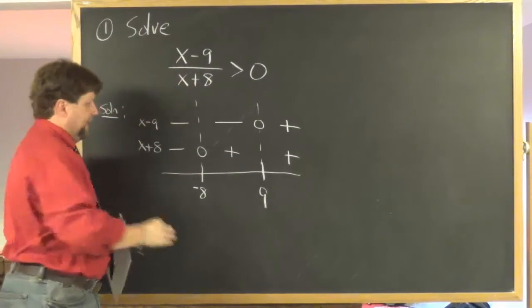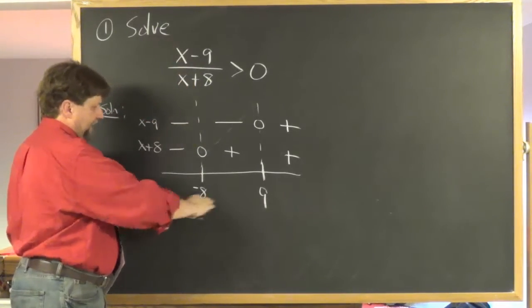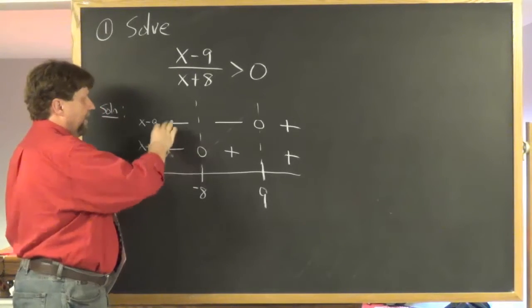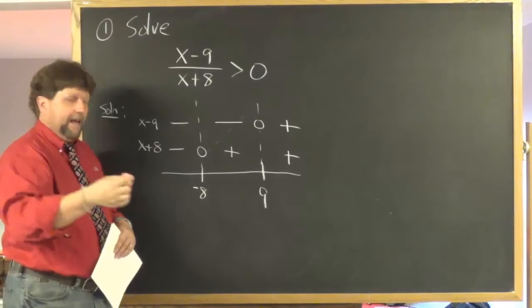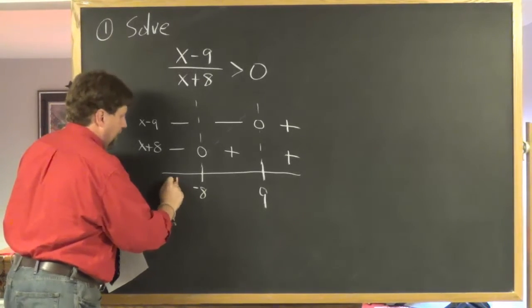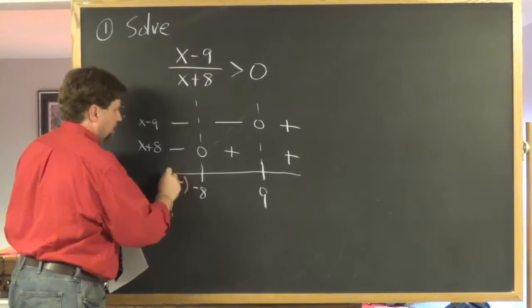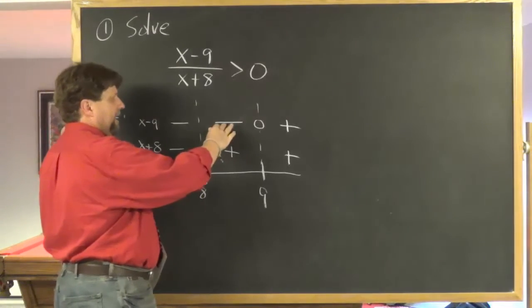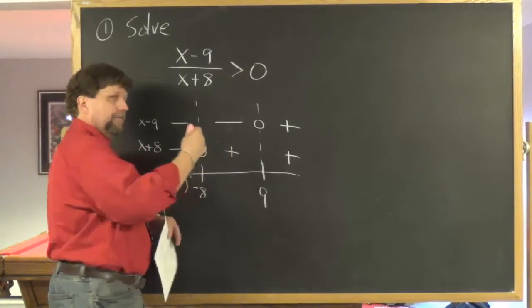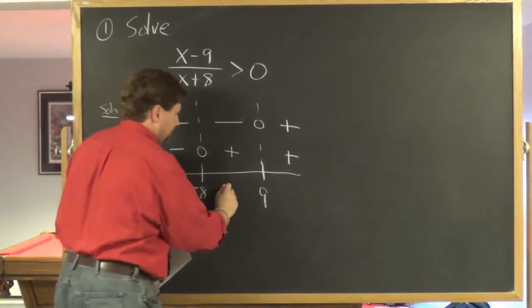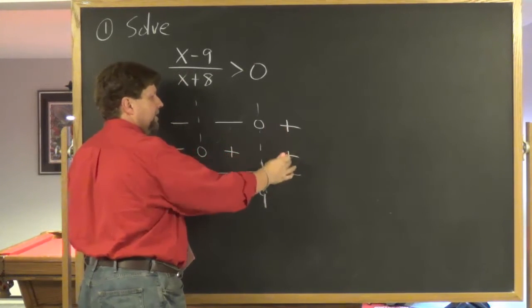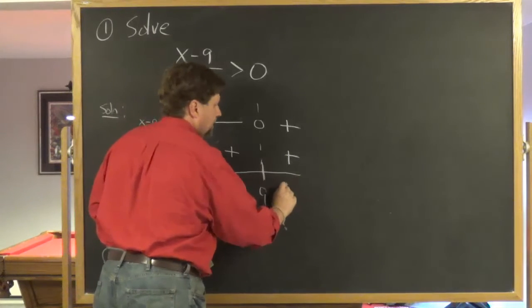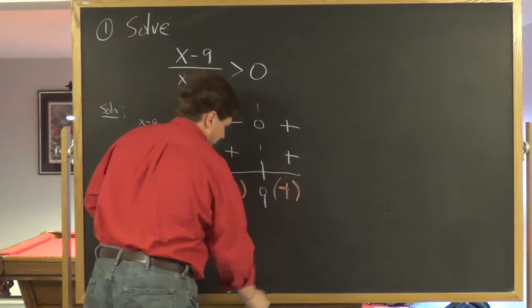And then what we do is we notice that when you take x minus 9 and divide it by x plus 8, on this interval from -infinity to -8, that would be a negative divided by a negative. Negative divided by negative is positive. On this interval, it would be a negative divided by a positive. Well, negative divided by a positive is negative. And then on this interval, it's positive divided by positive, which is positive.